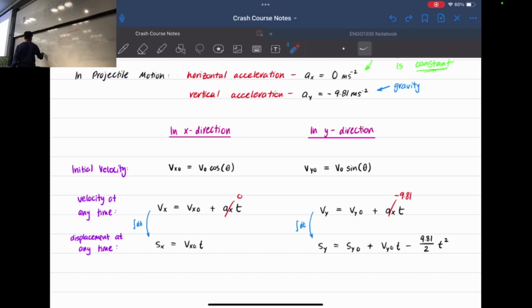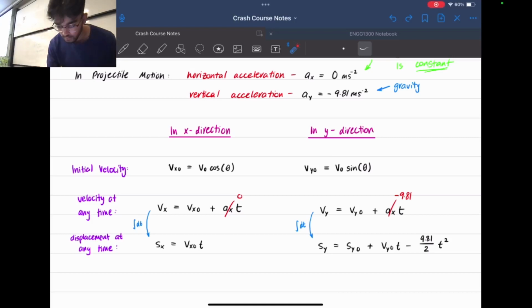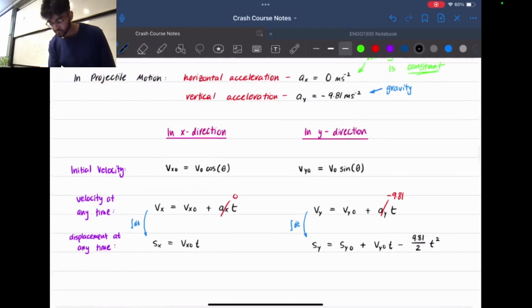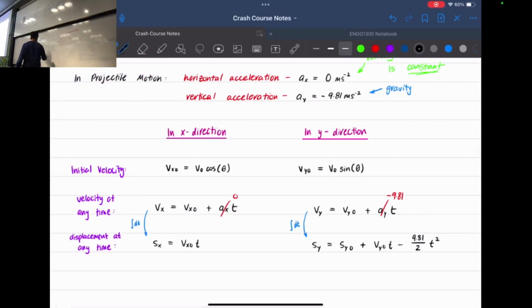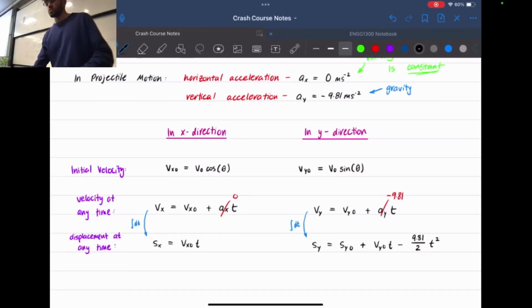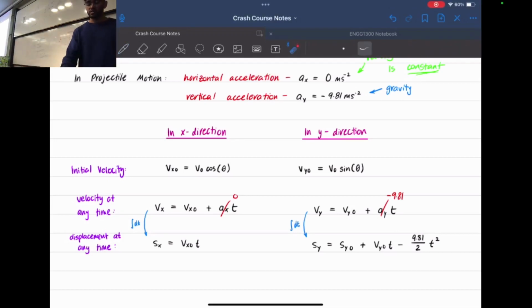plus AT, right? So I've got to fix something up in my notes. Down here should be AY. Plus AYT, which is V0 sine theta minus 9.81 times T. Gravity we always take as 9.81, unless in the question they say use 9.8 or 9.79. And as I said before, we can go from velocity to displacement by integrating with respect to t.